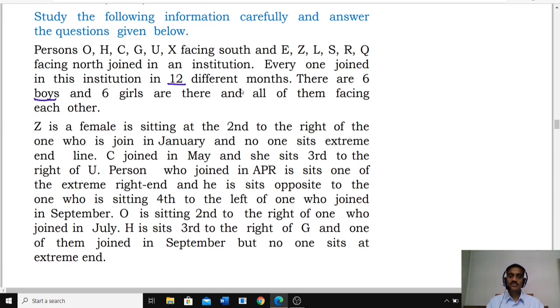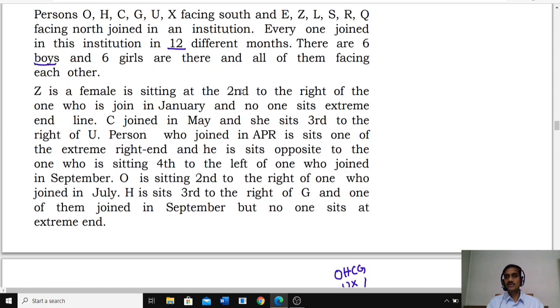Now one person is facing the other person. Whether 2 boys can face each other, 2 girls can face each other, or a boy and a girl can face each other, and then the boys' rule, the girls' rule, and the mixed-facing rule.